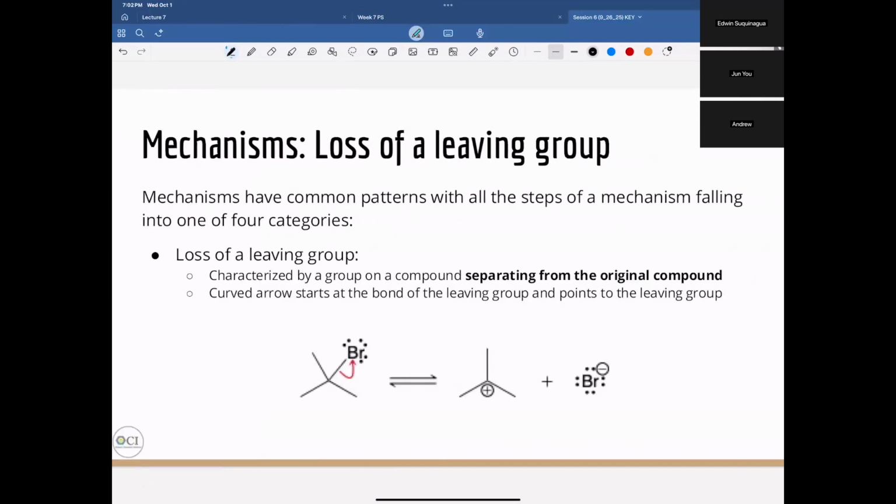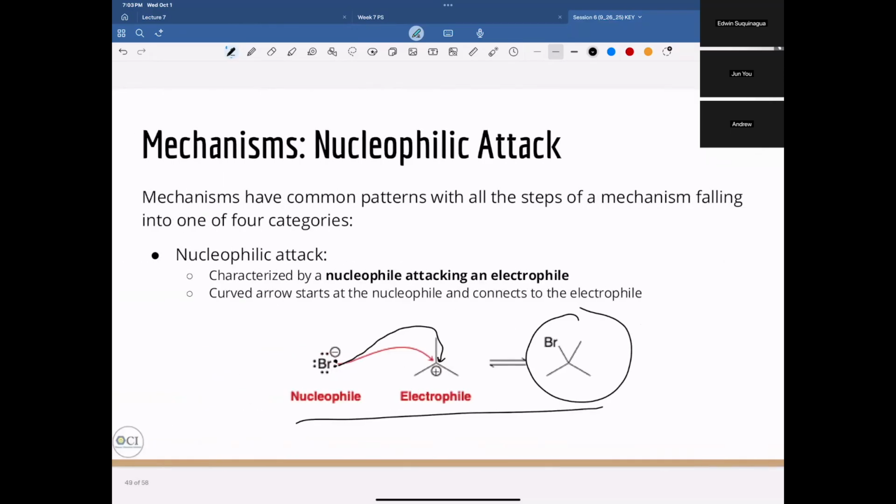Next one, this is even simpler. This is basically the opposite of a nucleophilic attack. Loss of a leaving group, self-explanatory name. It's when a very good leaving group leaves the main parent chain. In this example, our reactant's bromine is a very good leaving group, so we take this bond, break it, and give the electrons to the bromine. Then we'll get these 2 products. And if you notice, the products in the loss of a leaving group were the reactants in a nucleophilic attack.